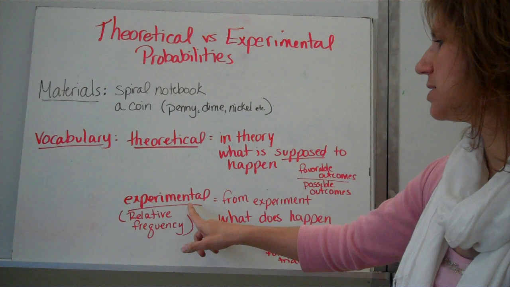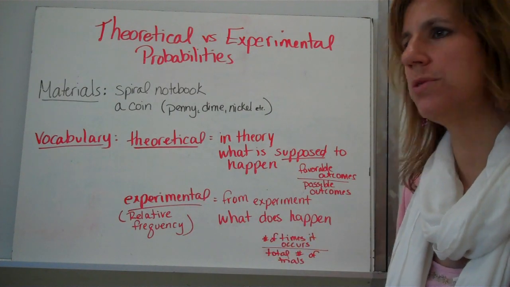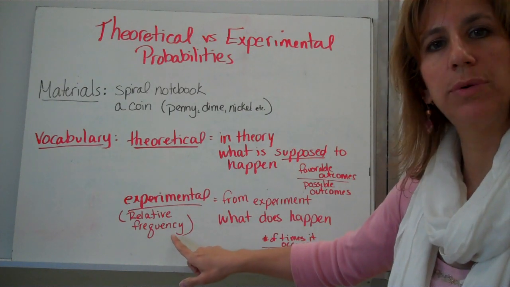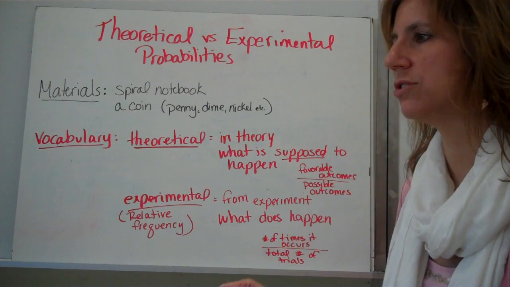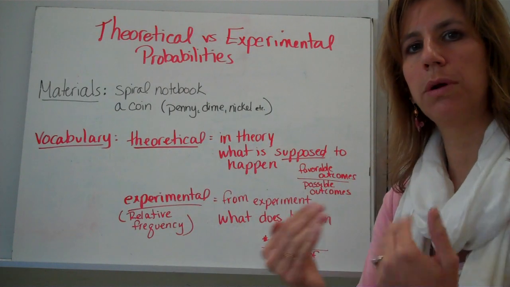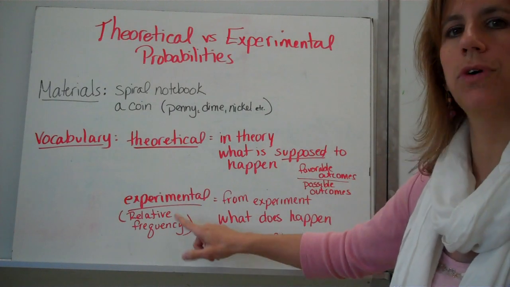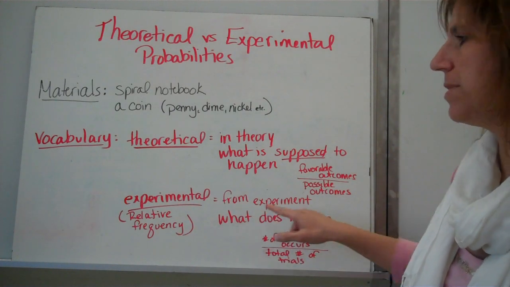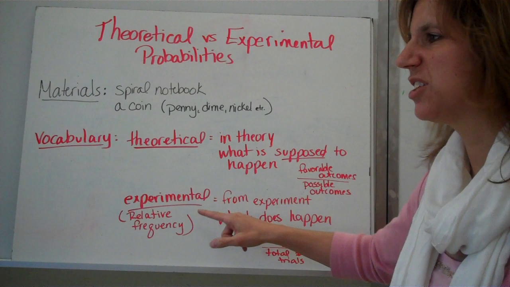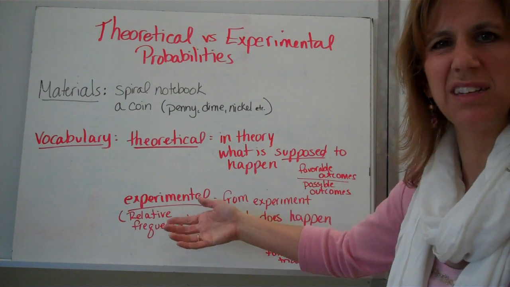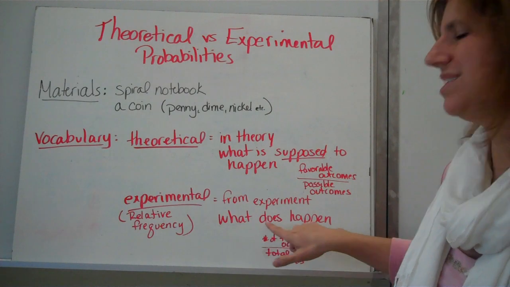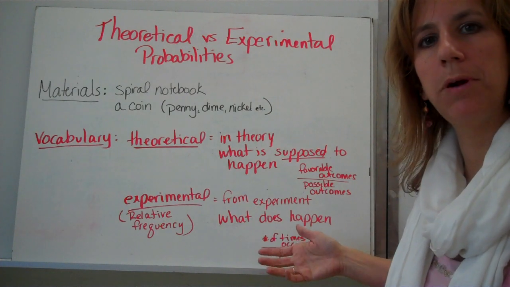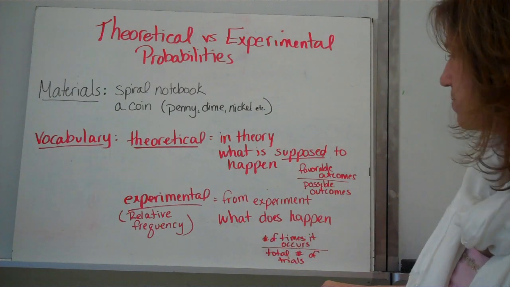Okay? And then experimental probability, and you'll also hear that called relative frequency. Goes back and forth between the same two names, means the same thing. So you're going to hear me and see the words going back and forth to get you used to the two vocabulary words. It means from the experiment. That's why I like to use experimental probability, because it makes more logical sense in terms of the definition. What does happen? You're doing an experiment. What happens after you do the experiment?